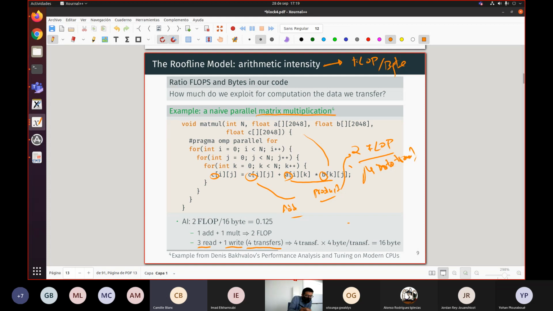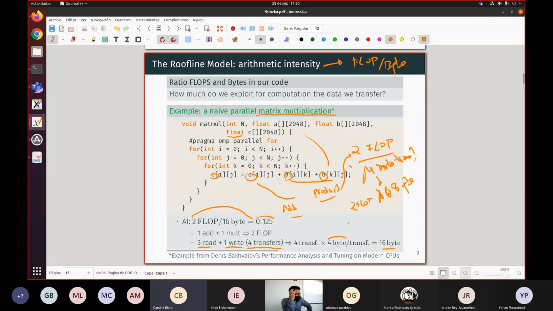Sorry, this is for data. How do we translate these 4 data into bytes, where these data are float numbers? Float numbers means 4 bytes per float. So 16 bytes. So the ratio is 2 floating point operations per 16 bytes. You have here the result. So this is the arithmetic intensity for this specific snippet of code, and it's a relatively low arithmetic intensity.